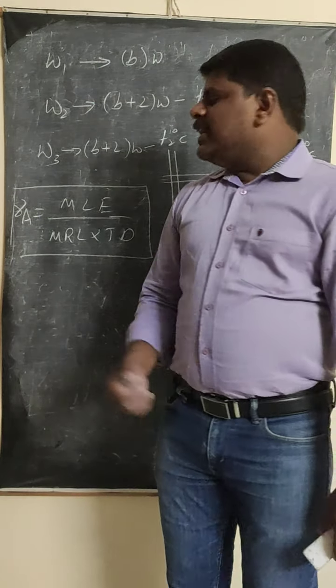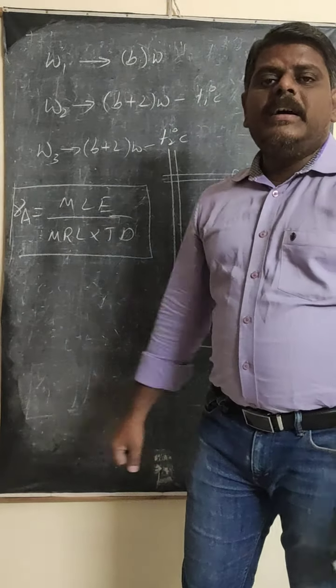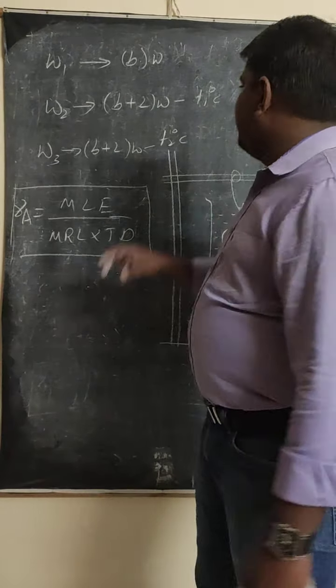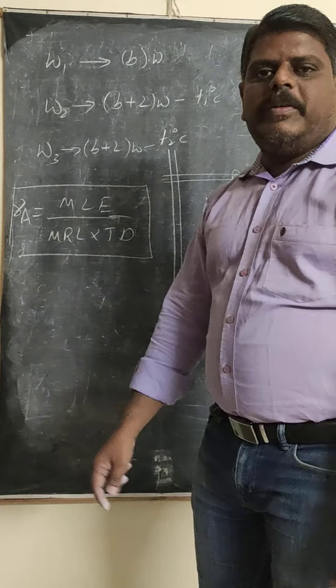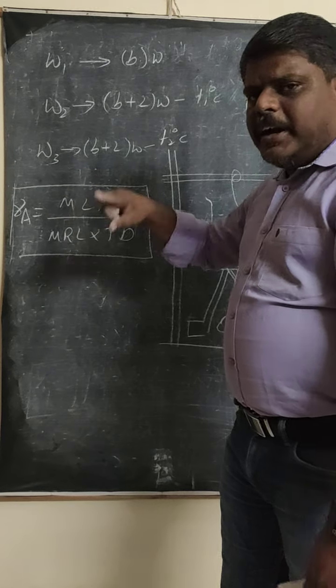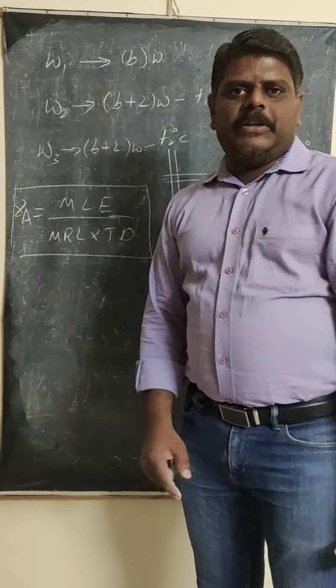Now our task is to find the mass of the liquid expelled and the mass of the remaining liquid. Mass of the remaining liquid means that after heating, some of the liquid has overflowed, and whatever liquid remains, that mass we are going to find. I already told you that in place of mass you can use W1 or the masses also. No problem.